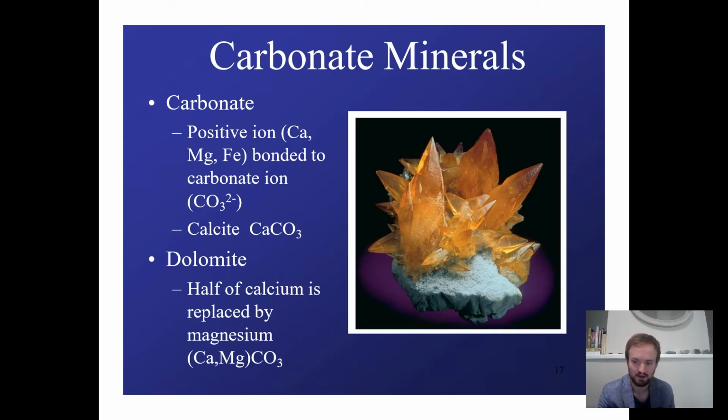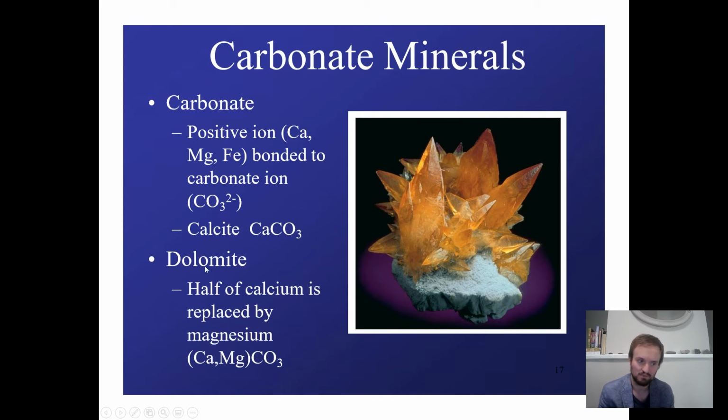Okay, so carbonates. These are formed by a cation bonding with a carbonate complex anion, and CO3 2- is the carbonate anion. Usually it's calcium, magnesium, iron. There's some other ones too, but some positive ion will bond to that. This is an example of dogtooth calcite. It forms in aqueous solutions, and it's really pretty. That's purely calcium carbonate, CaCO3.